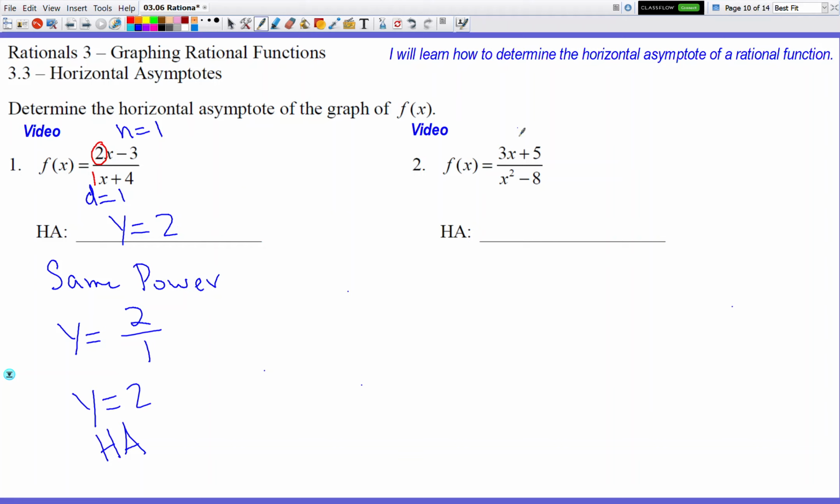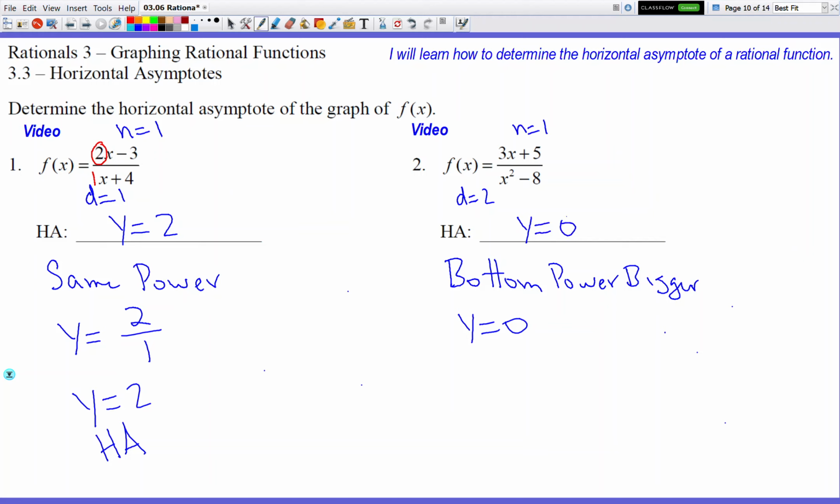So my biggest power on the top is a 1. My biggest power on the bottom, oops, did I write an N? I'm supposed to write a D, sorry. So the biggest power on the bottom is a 2. So 1 up top, 2 on the bottom. This is a situation where we have bottom power bigger. And bottom power bigger says, by default, your HA is y equals 0. Whenever your bottom power is bigger, your horizontal asymptote is y equals 0 all the time.